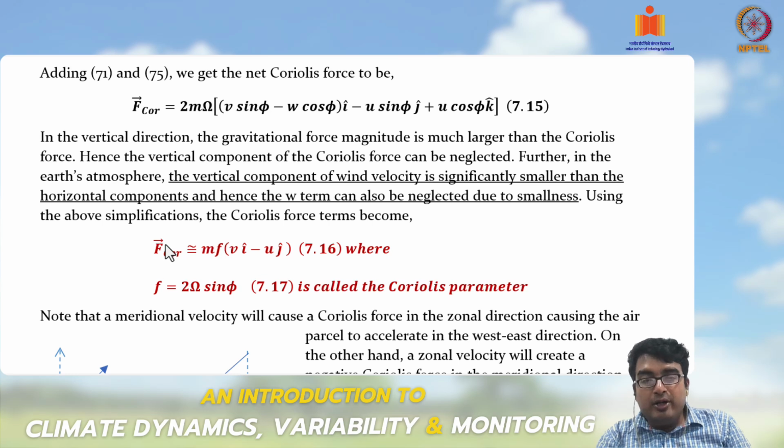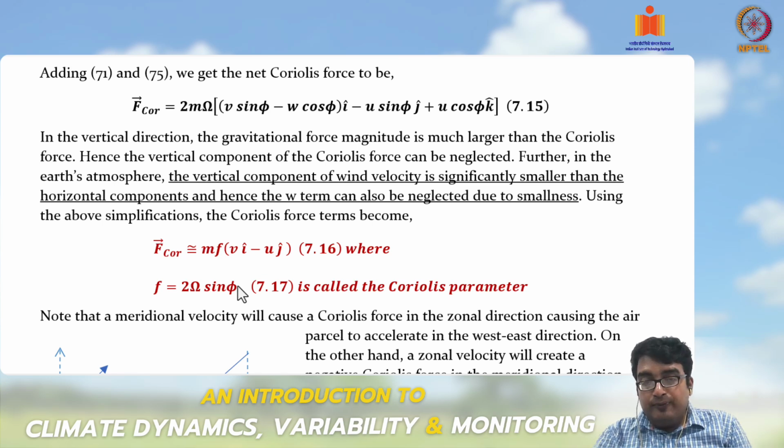So, we get the Coriolis force as m into the Coriolis constant f into (v i minus u j), where f is twice omega sin phi, twice into the angular velocity of Earth into sine of the latitude angle, which is called the Coriolis parameter. Clear? So, this becomes the complete Coriolis force under the above simplifications. We are only looking at the zonal and the meridional component of Coriolis force.